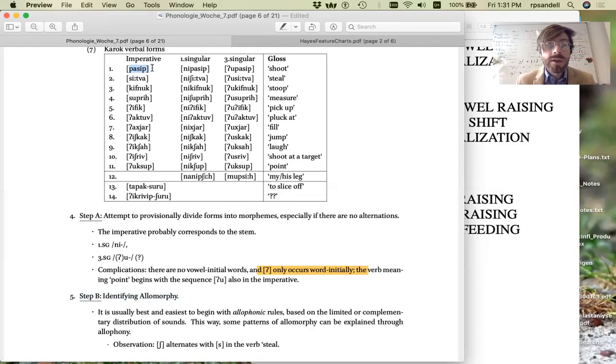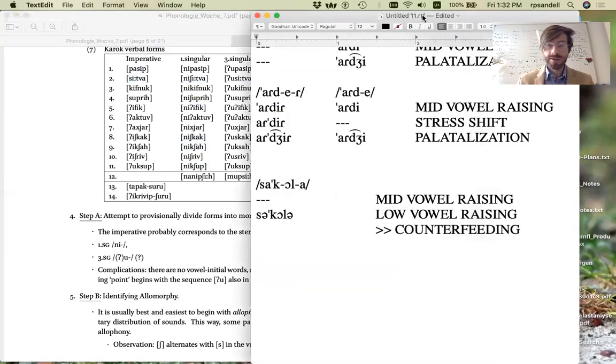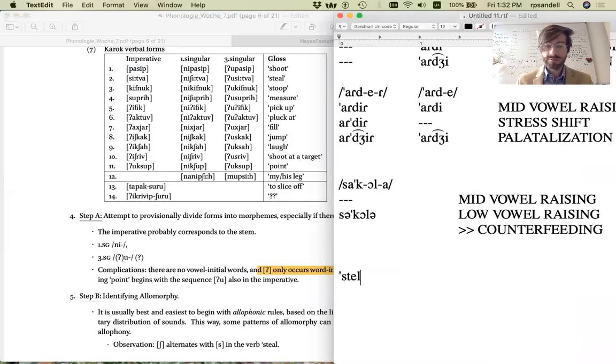In the first root, pasip, this remains the same all the time, but already in the second row, I see some different forms. In the imperative, we have the form sitva, but in the first singular form, we have nishitva. In the third singular, then we have sitva again. So in the verb that means steal, we have at least two allomorphs. We have sitva alternating with shitva. An alternation between an alveolar sibilant and a palato-alveolar sibilant.